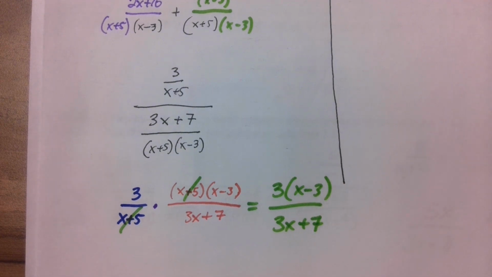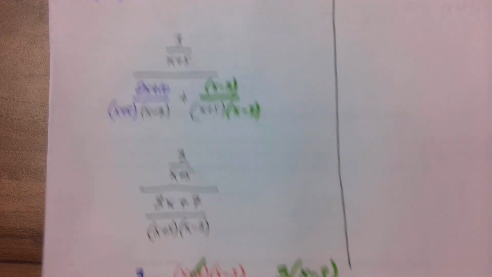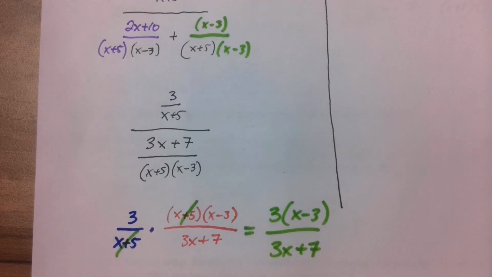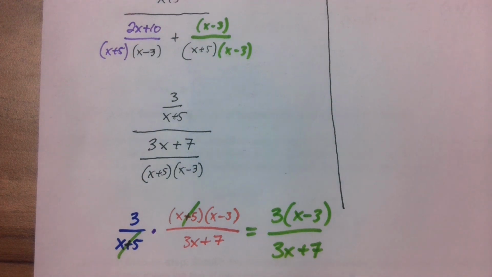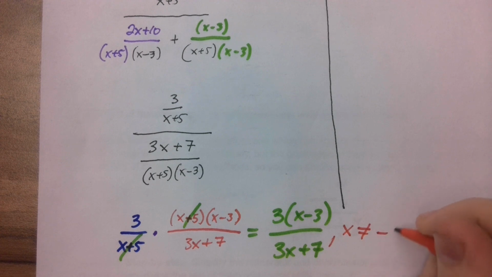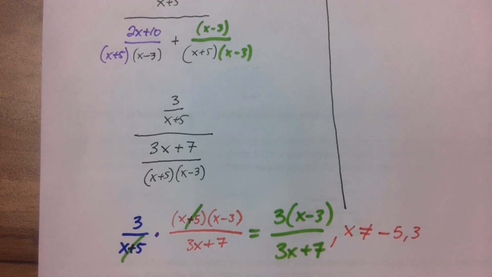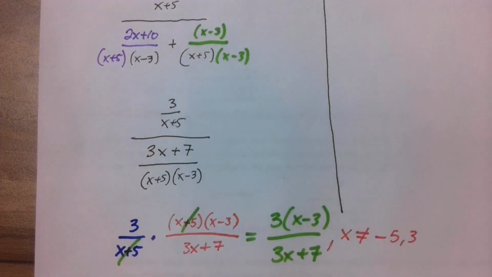The tough part is to figure out our restrictions. Well, look at all the denominators we had in the problem before. What are we missing now? We're missing an x plus 5 and we're missing an x minus 3. So the restrictions, which is the toughest part here, are negative 5 and positive 3. Because if at any point in the problem x was negative 5 or 3, the denominators would turn into zeros and ruin everything.